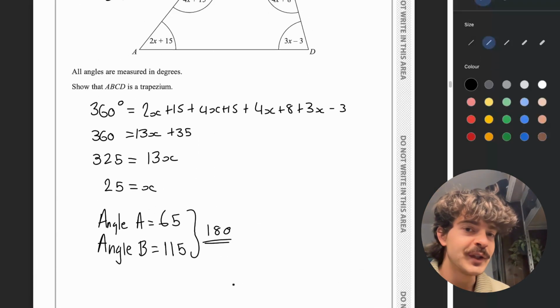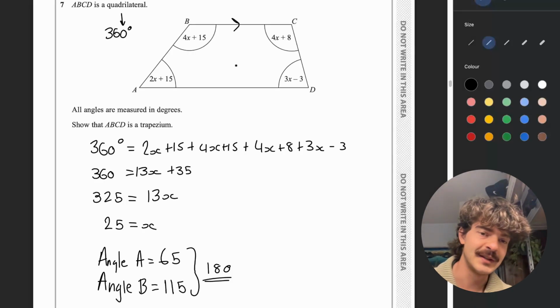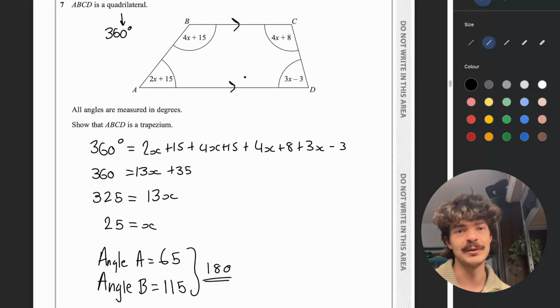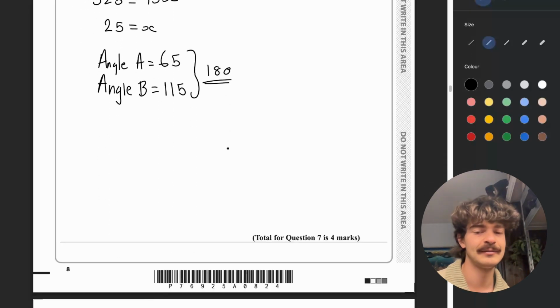And maybe a little bit more context as to why that is. Your parallel line rules tell you that this is parallel to this. That's what defines a trapezium. The line A to B and the line D to C are not necessarily parallel, but B to C is parallel to A to D, which means that you actually have a co-interior angle on both sides, right? And if you remember your co-interior angles, they must add to 180.